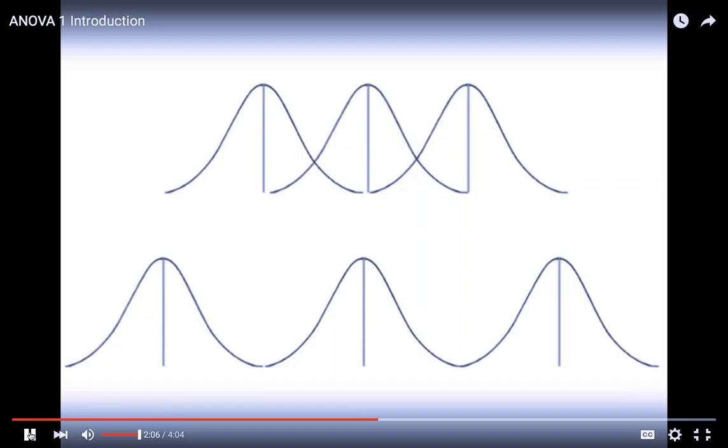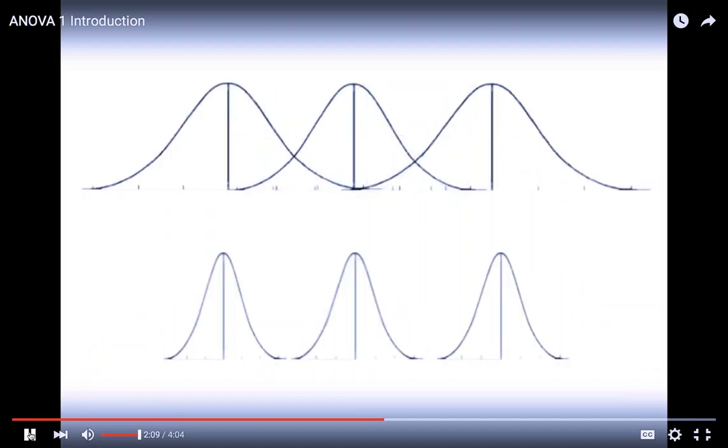Here, the means are the same, but the variability for the groups on the bottom is much smaller. In this case, the means are close together, and they're the same, which means they're not different. But in this case, the variability on the bottom is much narrower.